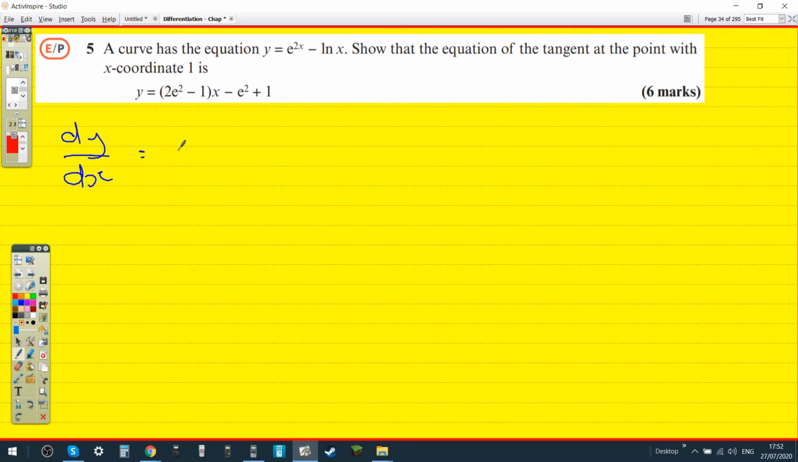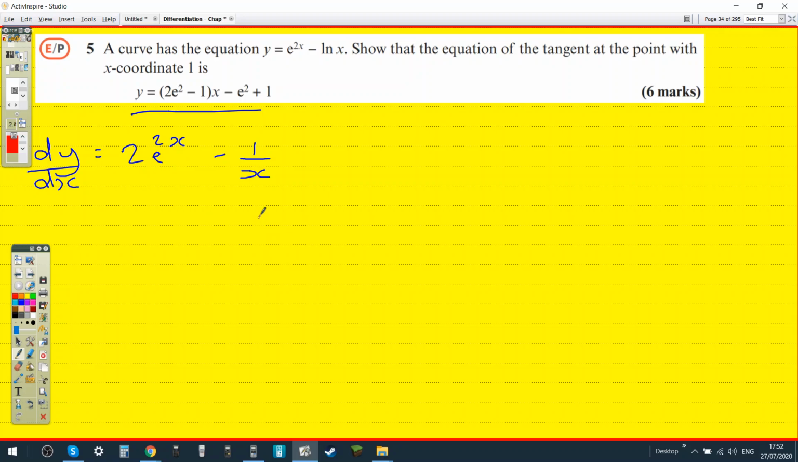I'm not getting it. Let's see. So it'll just be 2e squared minus 1, I think. It wouldn't be 2e to the 2x minus 1 over x. How do you get? Sorry, I'm looking at this one. Oh, okay. Sorry, I was looking at the wrong one. So this one, dy by dx is 2e to the 2x minus 1 over x. Is that what you were saying? Yeah.